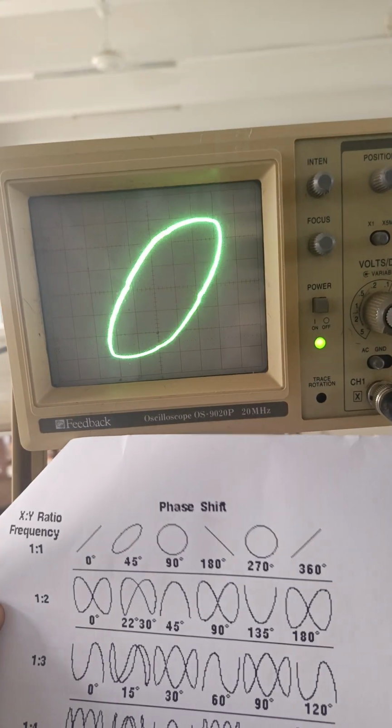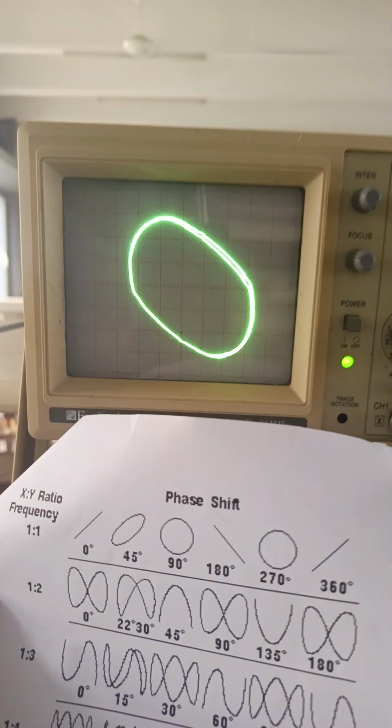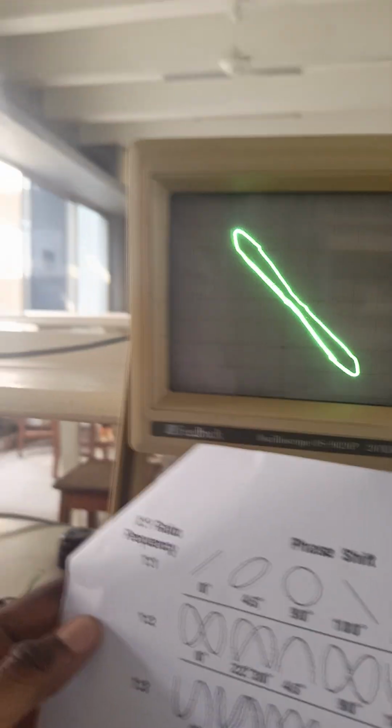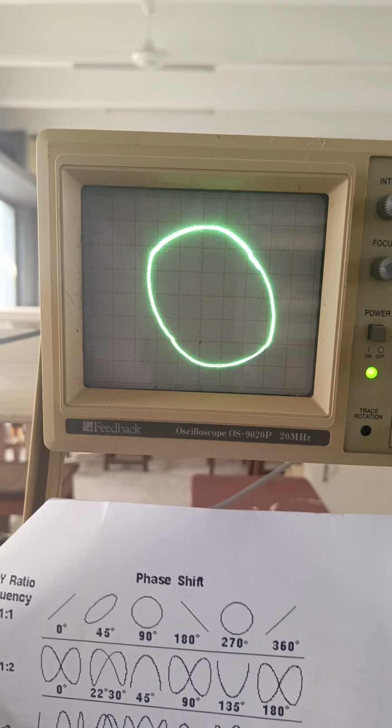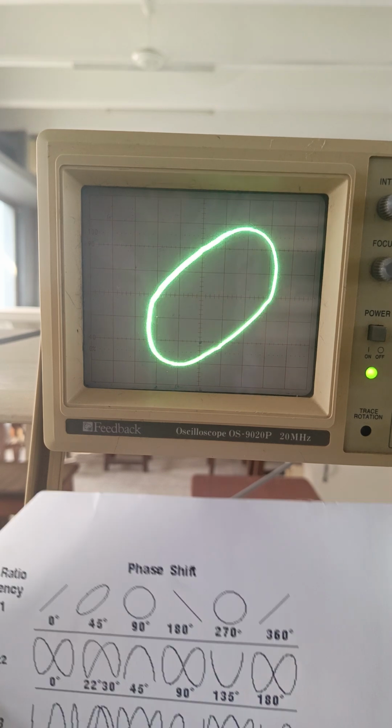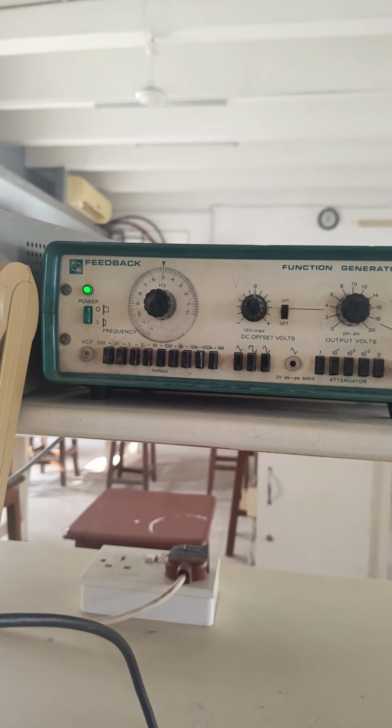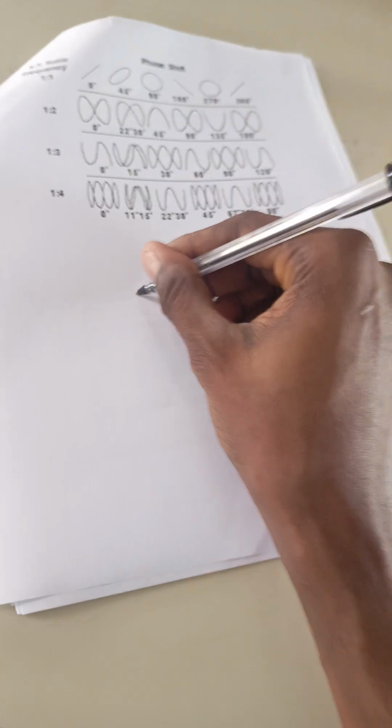Now let's look at the way we can generate the 1:2 ratio. Now we said that if the frequency coming from our source voltage is 50 hertz, and we've also set this to 50 hertz, that is 1:1. Now it means that our 1:2 ratio should be 50 hertz to 100 hertz.